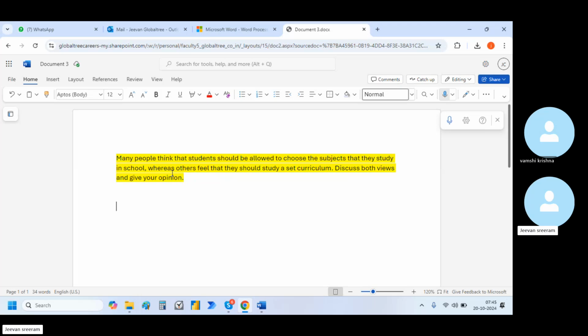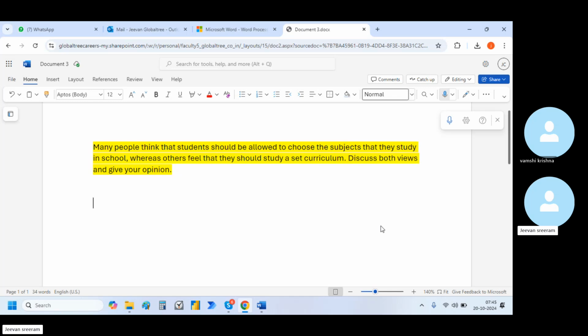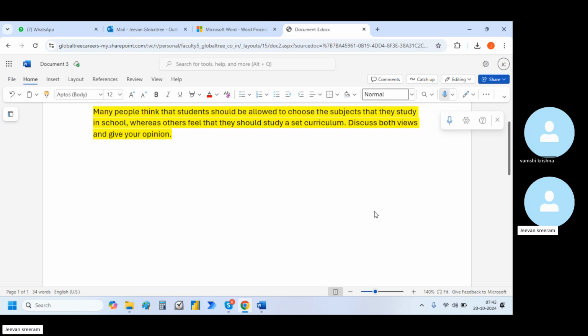This is the question: many people think that students should be allowed to choose the subjects that they study in school, whereas others feel that they should study a set curriculum. Discuss both views and give your opinion. As this is one of the Writing Task 2 model questions, let's write a response for this.